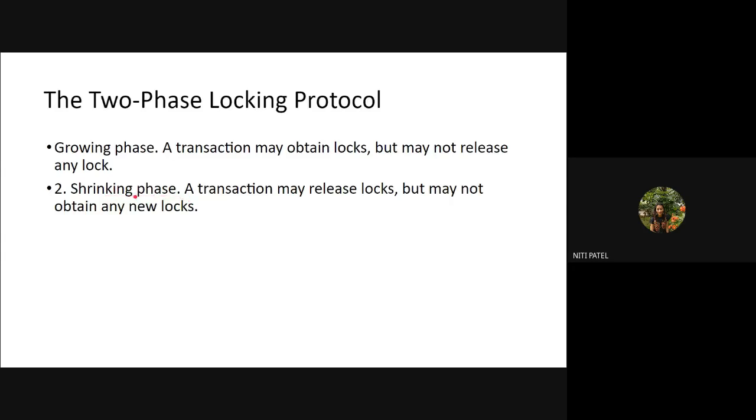So what is the shrinking phase? A transaction may release locks, but it cannot obtain a new lock. So in the growing phase, you acquire locks, you cannot release. In the shrinking phase, you can release, but you cannot acquire a new lock.